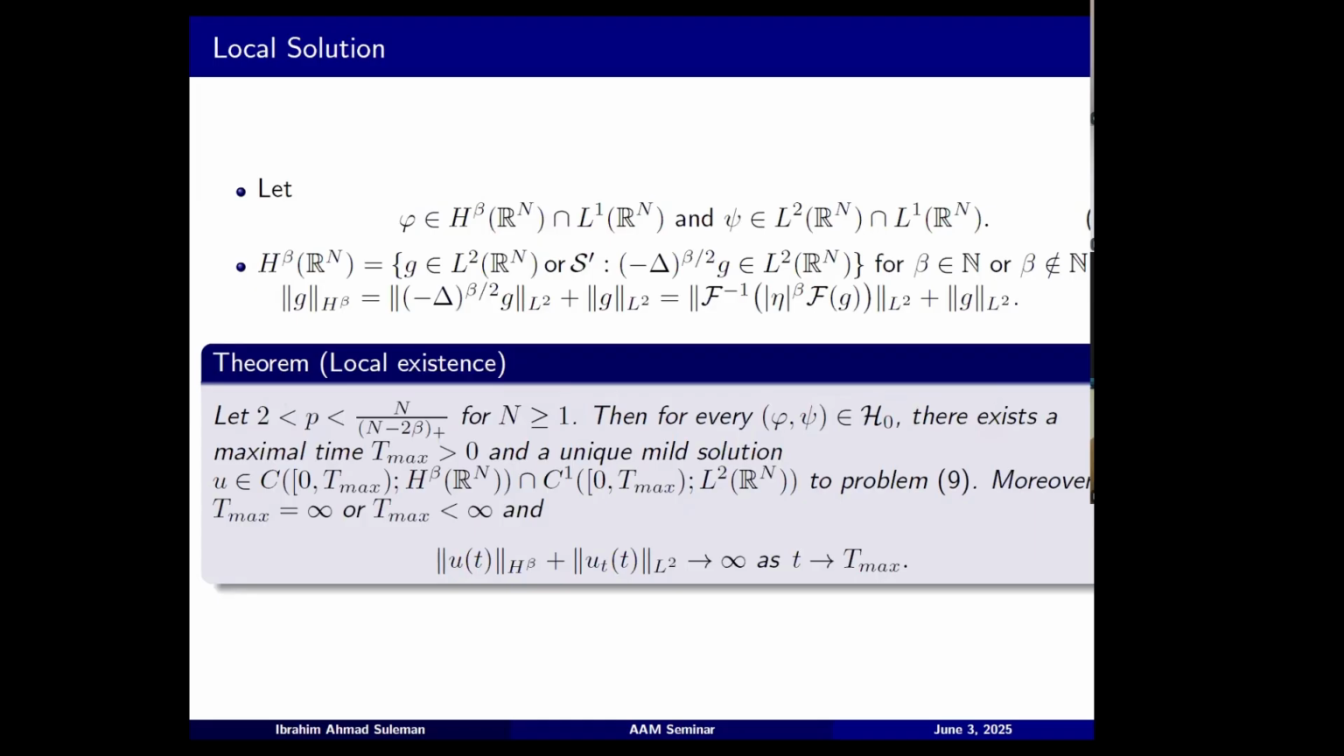So here is the local solution setting. We'll take our initial data, the phi, u at x at time 0, will be in H beta intersection L1, derivative of u in time, at time 0 will be psi in L2 intersection L1. And we define the space H beta as the Sobolev space of functions g in L2 of Rn if beta is a natural number, or the tempered distributions if beta isn't a natural number.